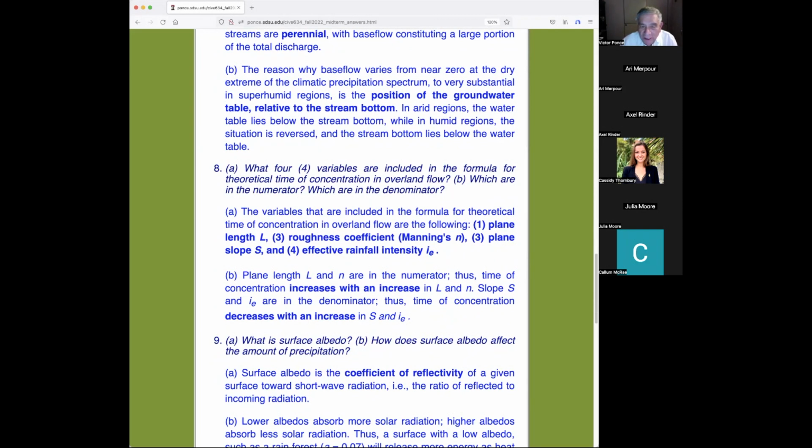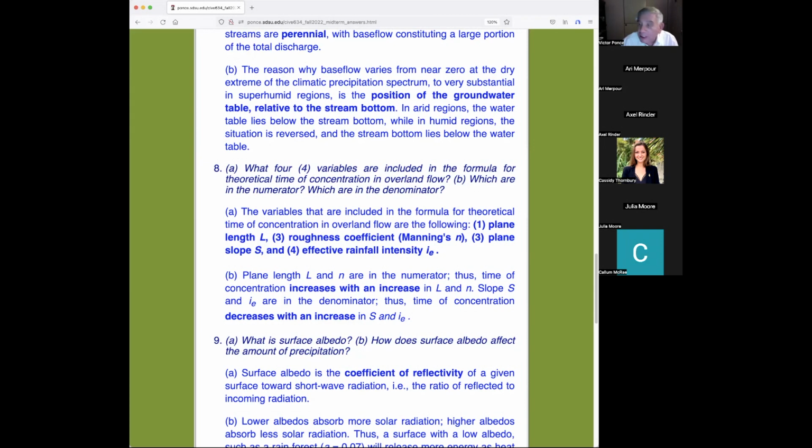The variables that are included in the formula for theoretical time of concentration are the following. Plane length, obviously the length, because there's a certain time involved for the travel of the water from the top to the bottom of the basin. Roughness coefficient, the speed would depend on the roughness coefficient. And we use, interestingly, Manning's. How fascinating. I'll get to that in a minute.